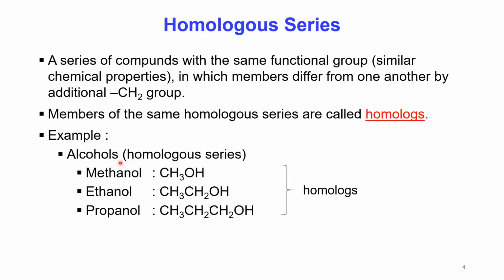For example, we have the homologous series for alcohol. These are the members in the alcohol homologous series. The first one is methanol with 1 carbon, CH3OH, ethanol with 2 carbons, CH3CH2OH, and propanol with 3 carbon atoms, CH3CH2CH2OH. So these 3 compounds of alcohol, methanol, ethanol, and propanol, are in the same homologous series, which is alcohol.